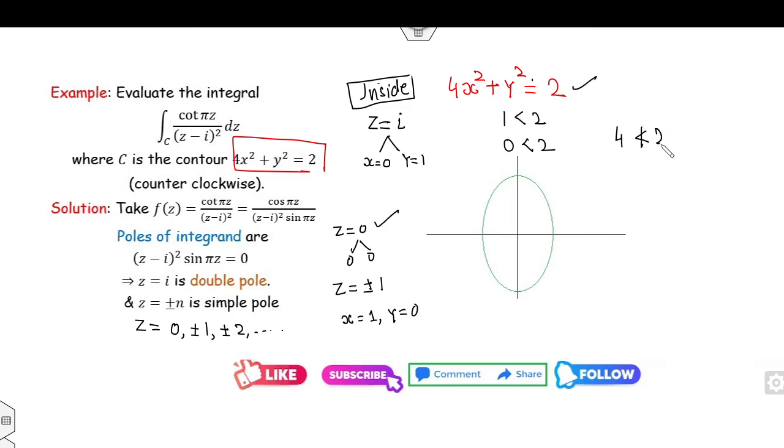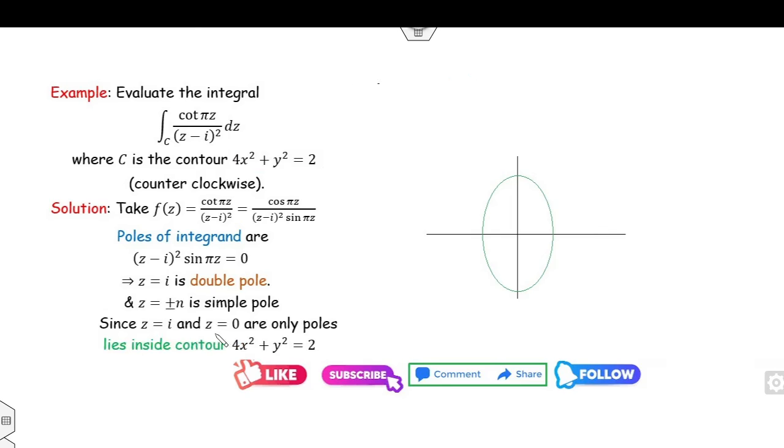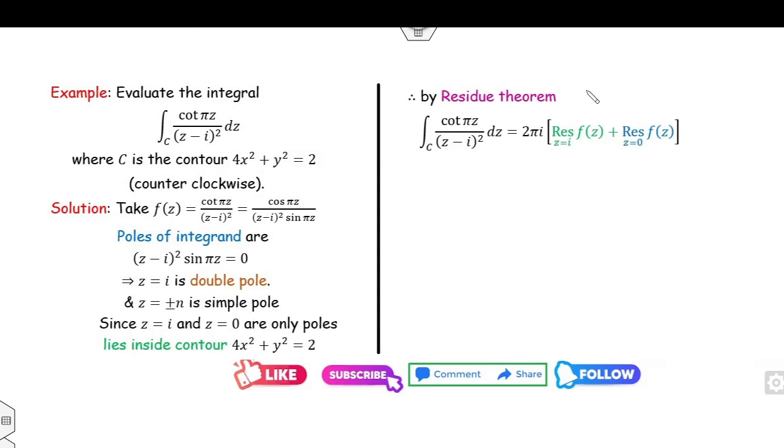4 is not less than 2, so that means corresponding to the plus minus n pi, the only pole which lies inside is 0. Fine. So therefore by the residue theorem I can find the residue at iota. Iota is my double pole. Fine. And 0 is my simple pole. Now you can start with the double pole formula.